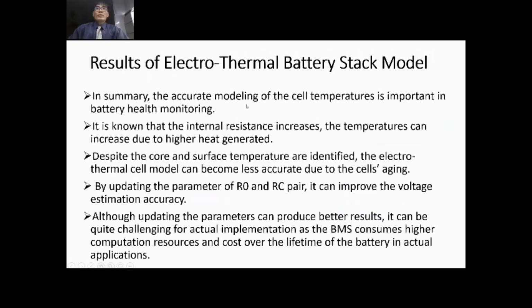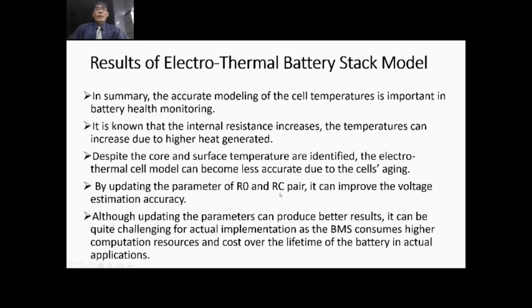So in summary, accurate modeling of the cell temperature is important. In battery health monitoring, it is known that the internal resistance will increase, and the temperature can increase due to higher heat generation. So even though the core and surface temperatures are identified, the electro-thermal cell model can become less accurate due to cell aging. This is something we never touched on, but if the cells age after many cycles of charge and discharge, the parameters will be a bit different. So looking at the uncertainty is very important.